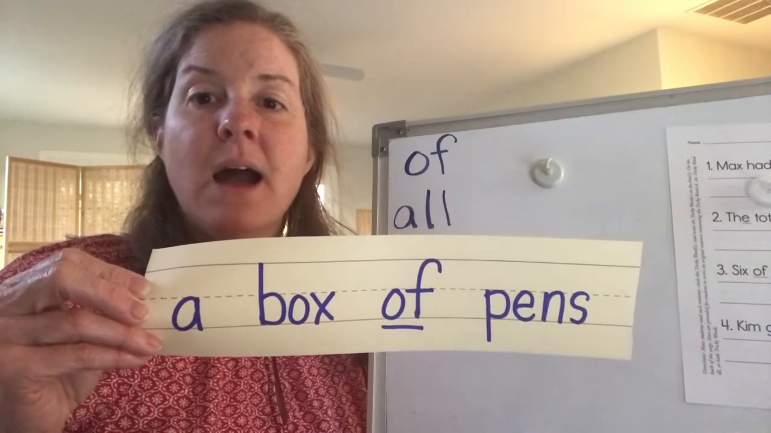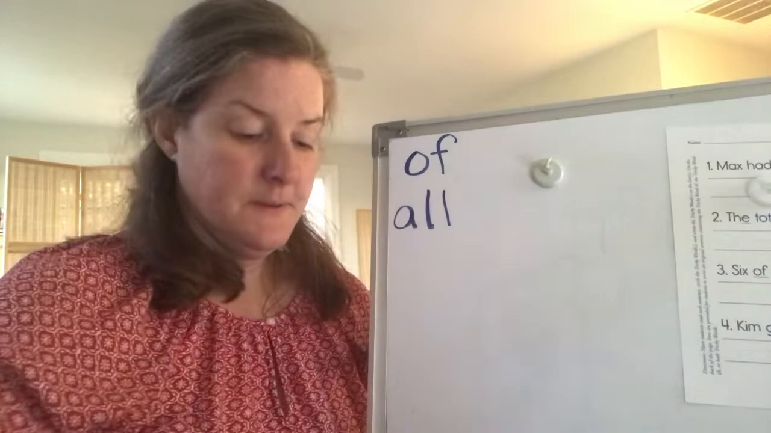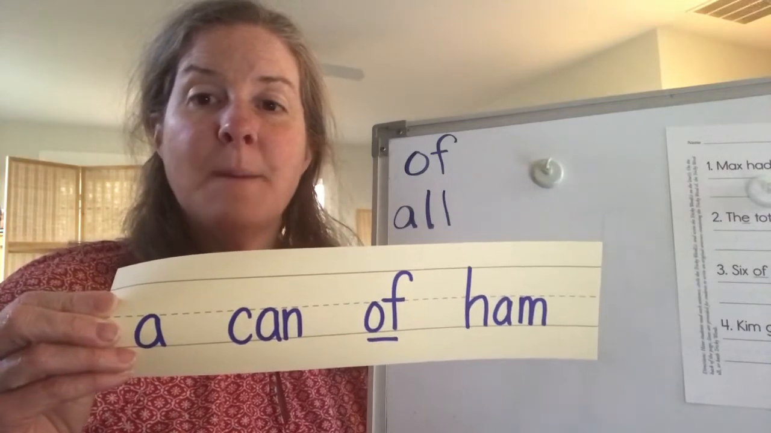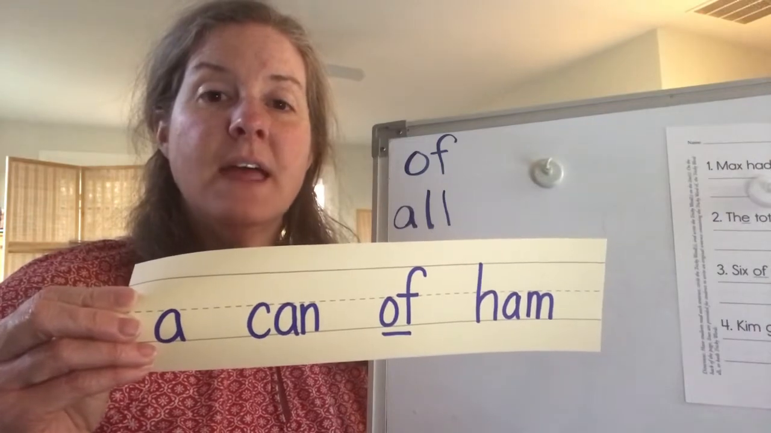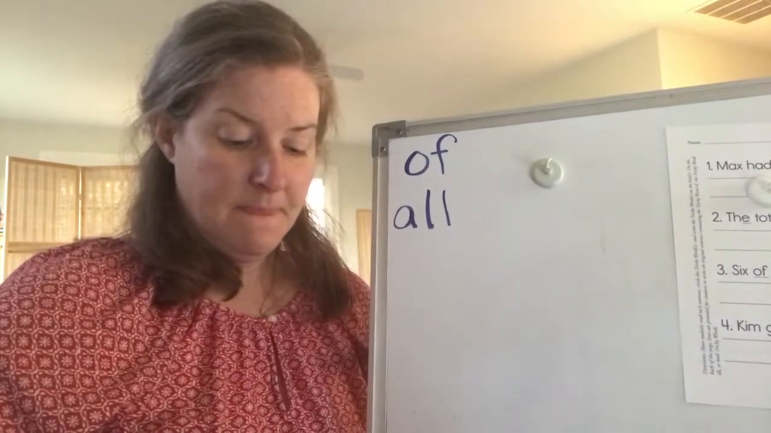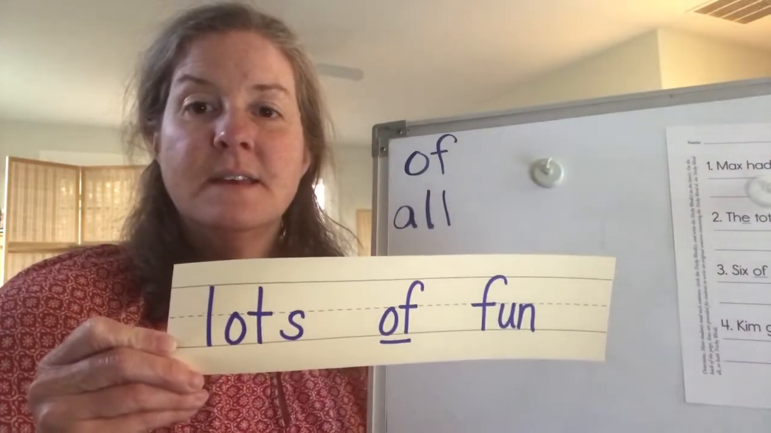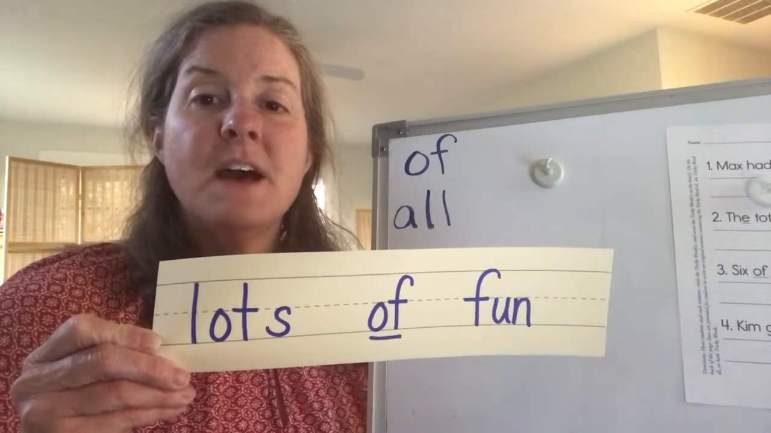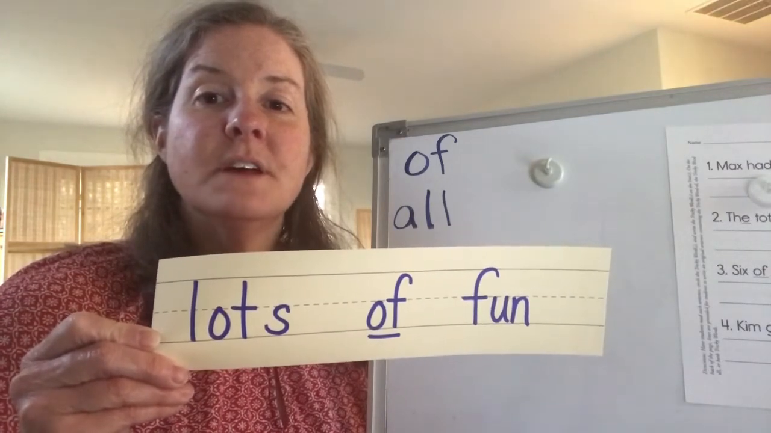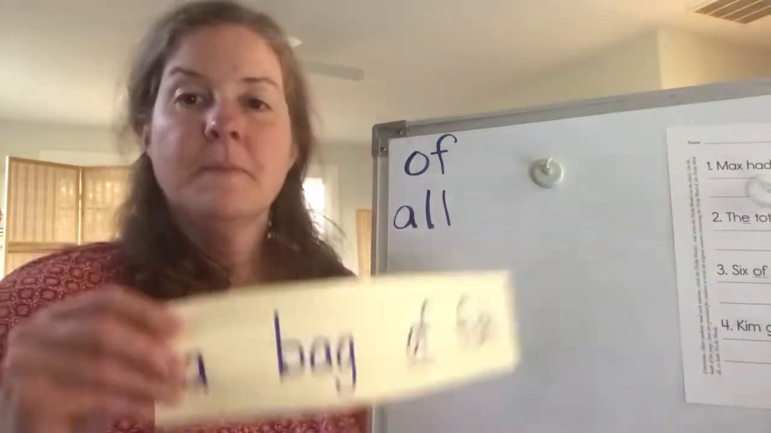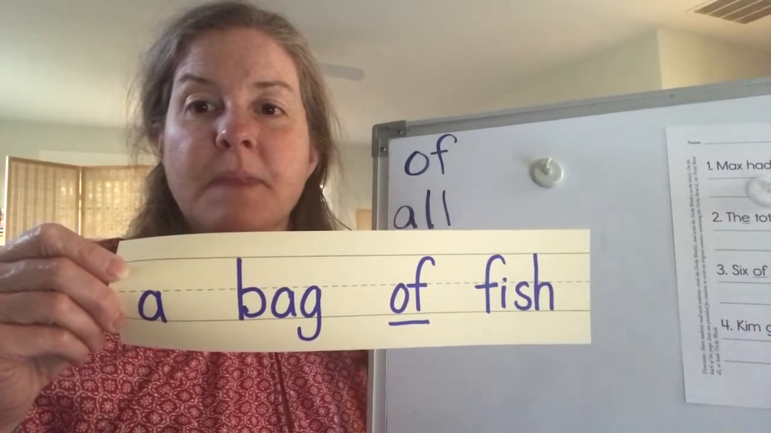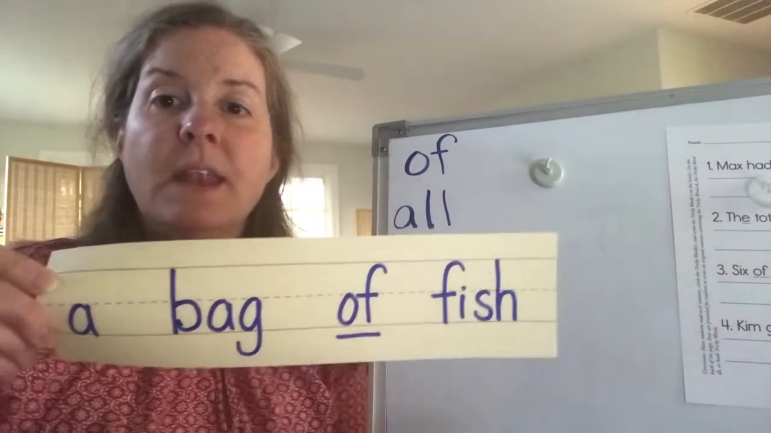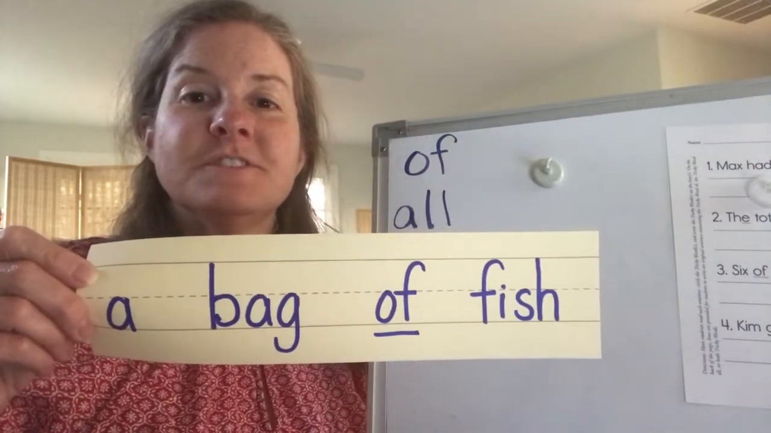Read it with me. A box of pens. Let's try another one. A can of ham. A can of ham. Here's another phrase. Can you read that one? This one says, lots of fun. Lots of fun. Try to read this one. A bag of fish. There's that word "of," just an O and an F. A bag of fish. Good.